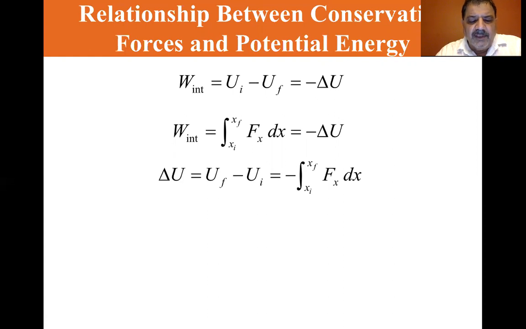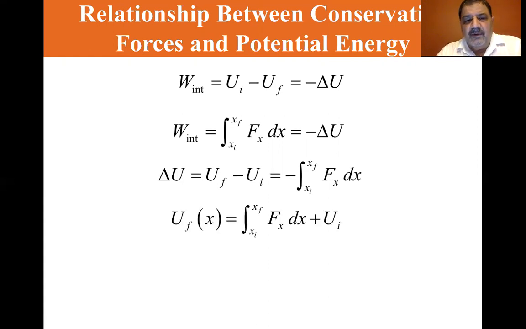We establish the location of x sub i in one member of the system. It represents our reference configuration. We measure all potential energy differences with respect to this reference x sub i. We define the potential energy function U sub f, U final of x, equals the integral from initial x to final x of F_x dx plus U initial, the initial potential energy.